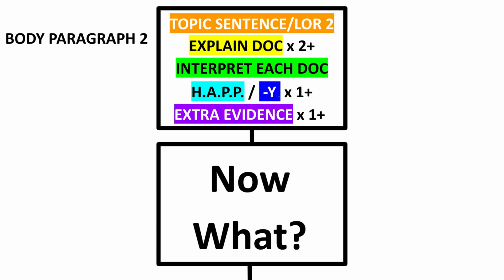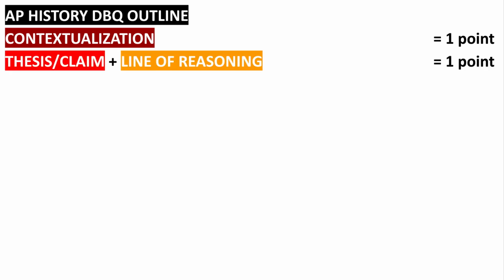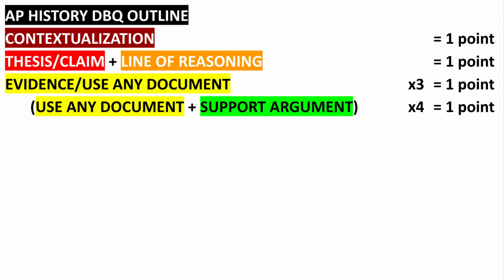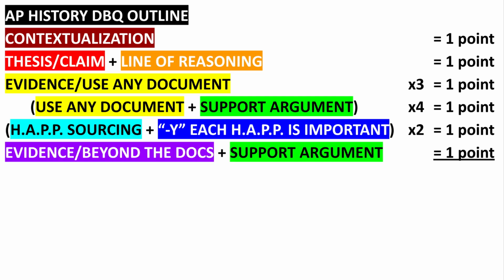And then the question arises, of course, well, now what? What comes next? So far, just to know the points we have, our contextualization is a point. Our thesis claim and line of reasoning is a point. If we introduce evidence and just explain the content of 3 documents, we get a point, but we want more than that. So we're actually going to do at least 4, explaining the content and using that explanation to support an argument relevant to the prompt. We're going to do this HAPP sourcing for at least 2 documents, and we're also going to introduce 1 piece of evidence beyond the documents. If we've done all that, we've already got a 6 out of 7 if we've done it well.